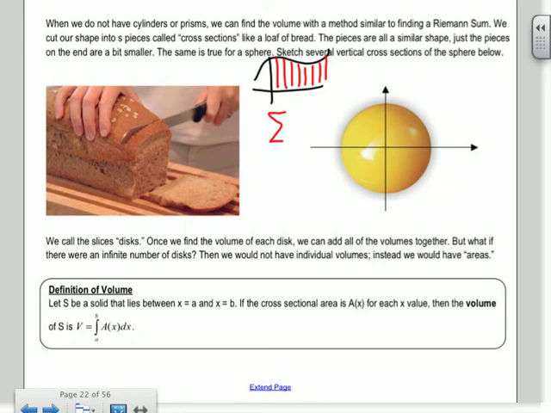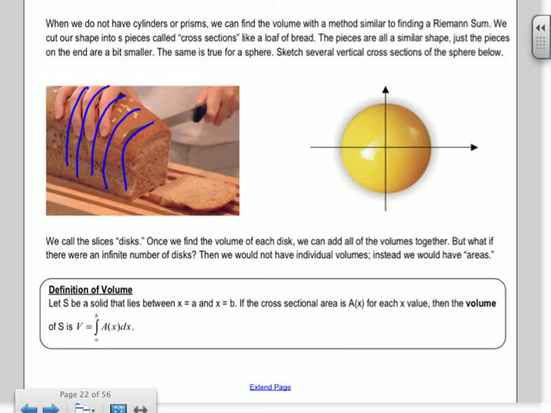Okay. So we're going to do the exact same thing with volume, but now we're going to add up all the different areas. So it's very similar to cutting a piece of bread. So you guys see that picture where you're cutting it into lots of different pieces that have the same shape, basically, right? They might be getting a little bit bigger. They have the same shape, but we're going to add up all of those pieces to get the volume.